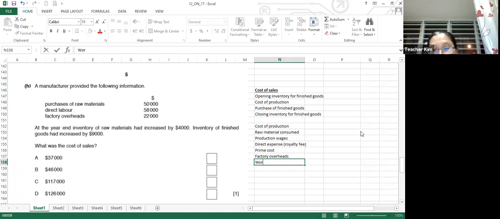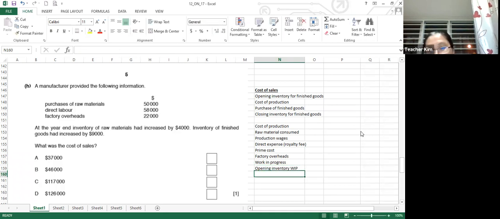If you have work in progress, opening inventory for the work in progress, and closing inventory for WIP. So here you have to minus. Okay, this one you have to plus. This one basically all plus. Okay, so you will get your cost of production. So this cost of production will transfer into here, cost of production in here.